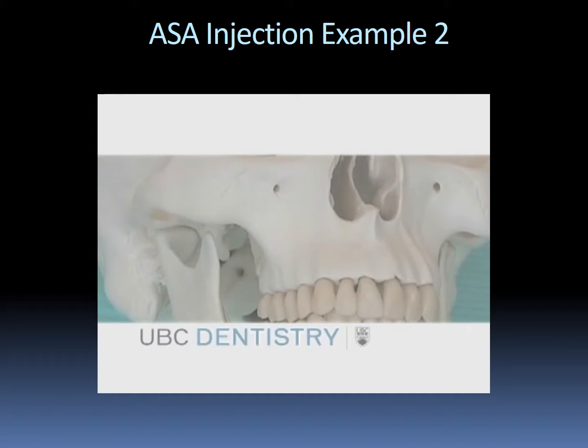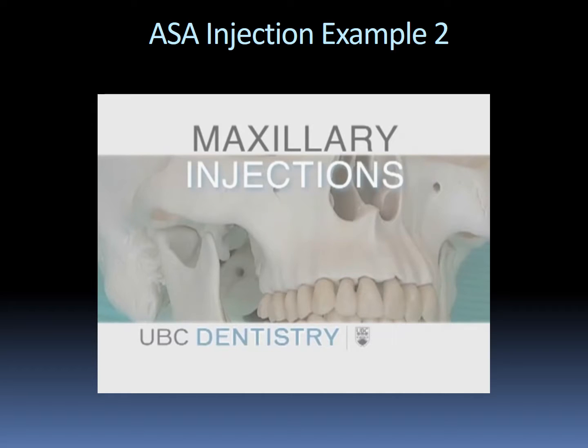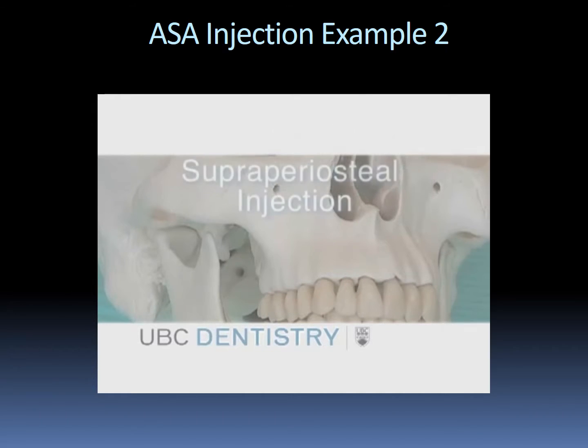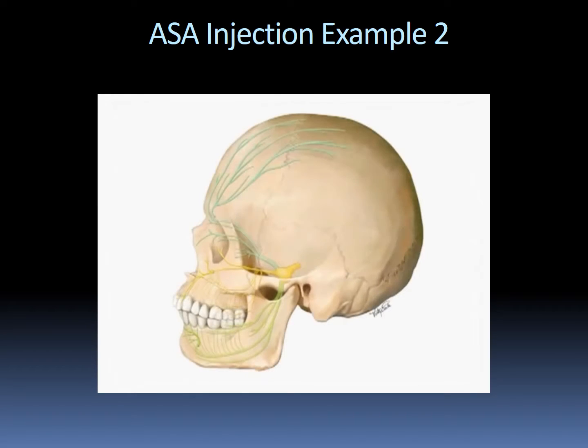Supraperiosteal or maxillary infiltrations are very useful injections to anesthetize individual maxillary teeth, be it an incisor, canine, premolar, or molar. Each maxillary tooth receives pulpal innervation from small branches of the second division, which is the maxillary division, of the trigeminal nerve. The maxilla's alveolar bone is porous enough to allow anesthetic solution to diffuse through the bone to the terminal branches of the anterior, middle, and posterior superior alveolar nerves.